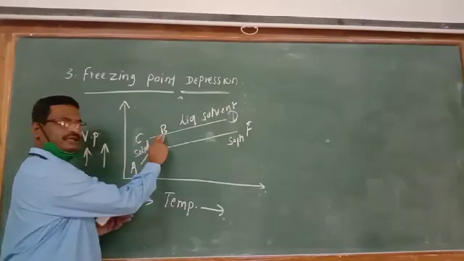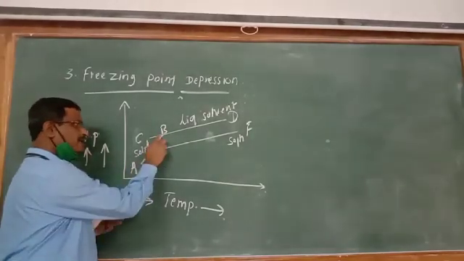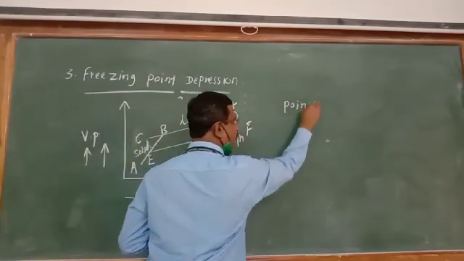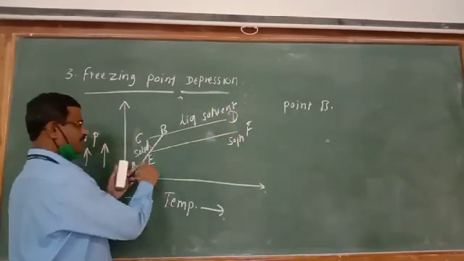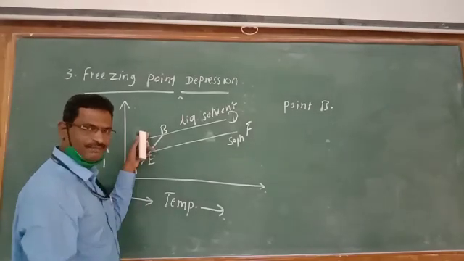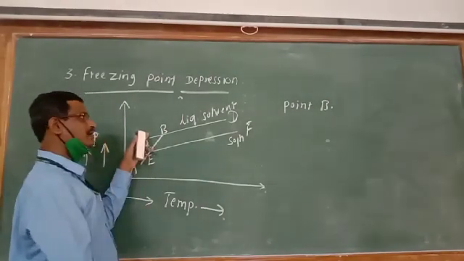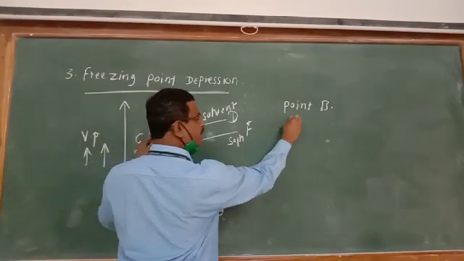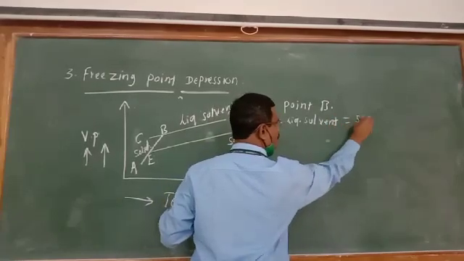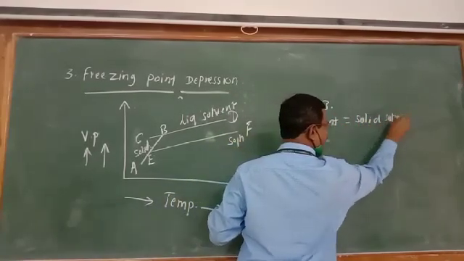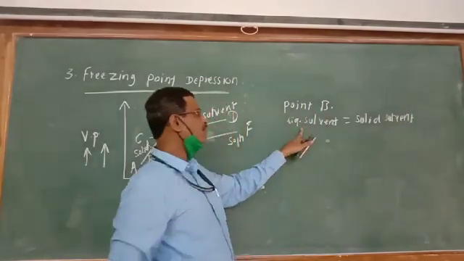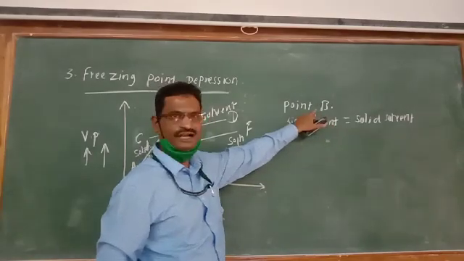At point B, curves AB and CD are intersecting each other. What happens at point B? At point B, there is equilibrium between liquid solvent and solid solvent.